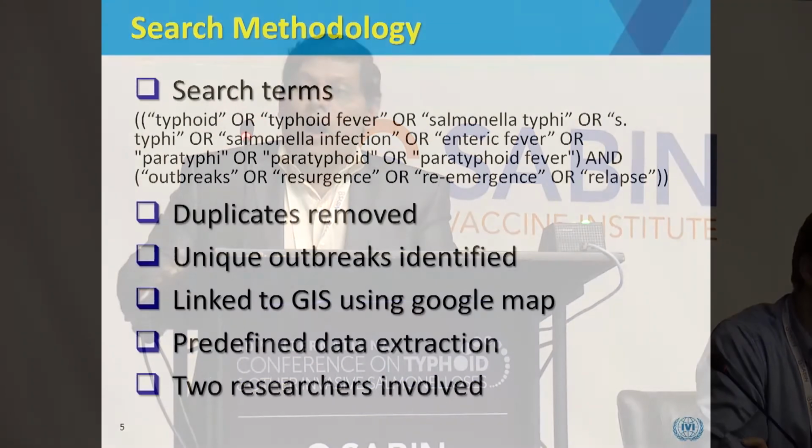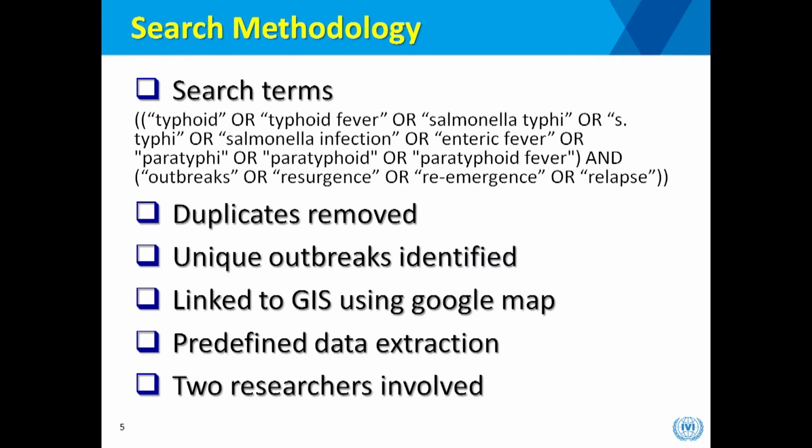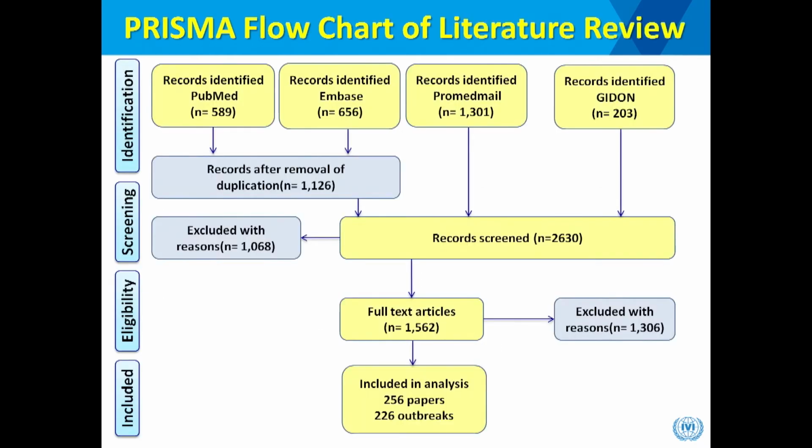Duplicates were removed, and then we identified the unique outbreaks, because many of these reports, like two reports, may include the same outbreak. They can be reported at the same time. And sometimes the same report includes more than one outbreak. In that case, we have to identify the unique outbreak based on time, place, or the reporting period. And it's linked to the GIS information based on Google Maps. And then we had a predefined data extraction, and two researchers did the work. And this is the PRISMA flowchart.